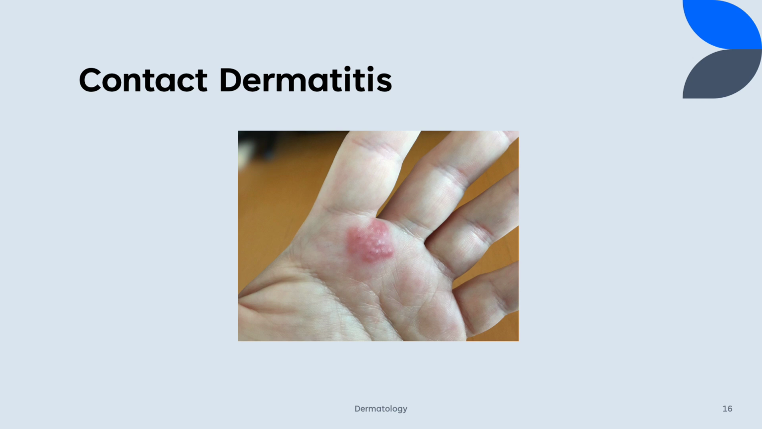Symptoms typically include redness, itching, swelling, and blistering at the site of contact. The rash is often localized to the area where the irritant or allergen touched the skin. For diagnosis, we usually just rely on medical history and physical exam. In some cases, patch testing may be conducted to identify specific allergens responsible for allergic contact dermatitis.